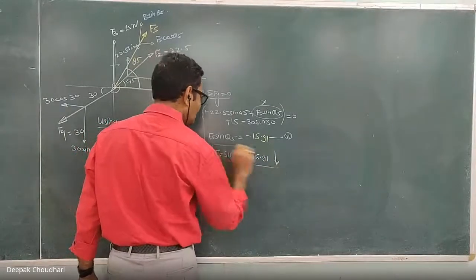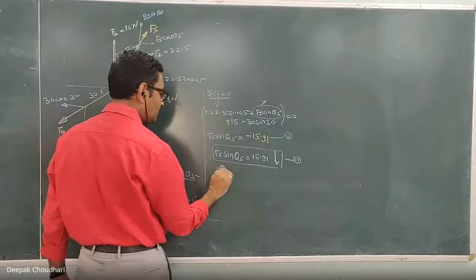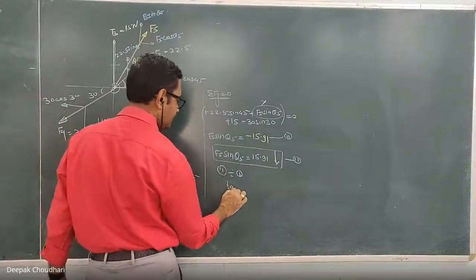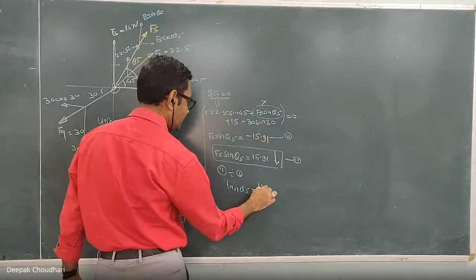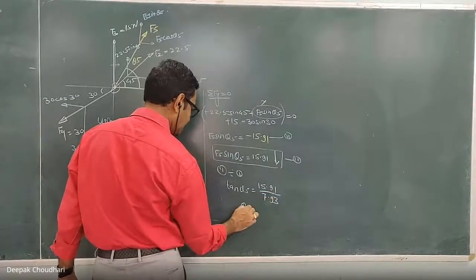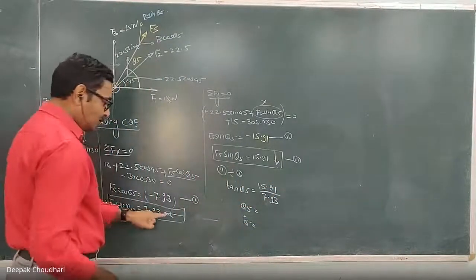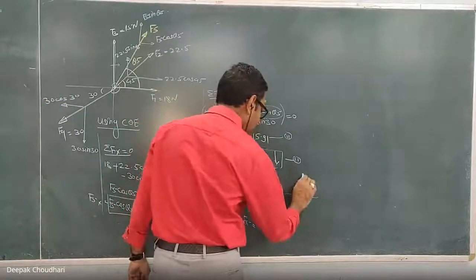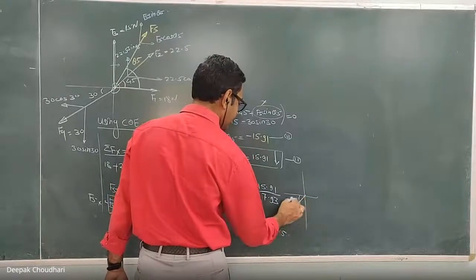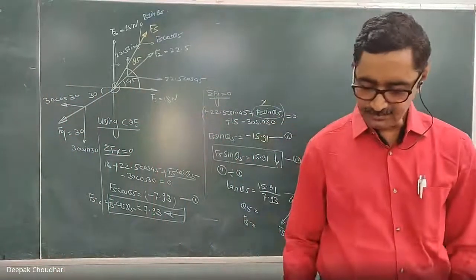Now solve 1 and 2. Use these positive values. So equation number 2 divided by equation number 1. F5 gets cancelled, sin theta 5 upon cos theta 5 is tan theta 5. So tan theta 5 equals 15.91 divided by 7.93. From this one you will get theta 5. Substitute in any one equation, either 1 or 2, and get the value of F5. Its x component is negative, y is also negative. So for the equilibrium of this force system, that F5 force must be in the third quadrant. Okay, any doubt? Have you understood that?